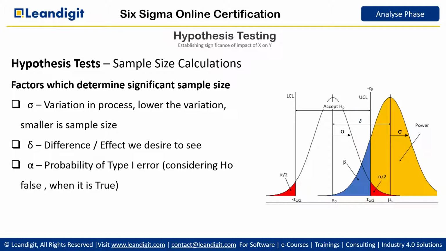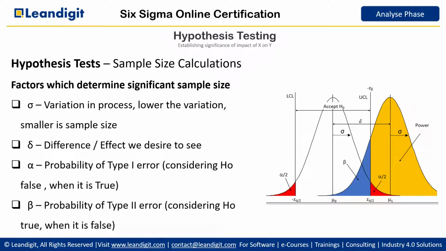The third factor which determines the sample size is alpha, which is also called the probability of type 1 error. What is type 1 error? It is considering H0 false when it is in fact true. This is indicated by the red portion in this graph. You can see that when this value increases, our sample size reduces.